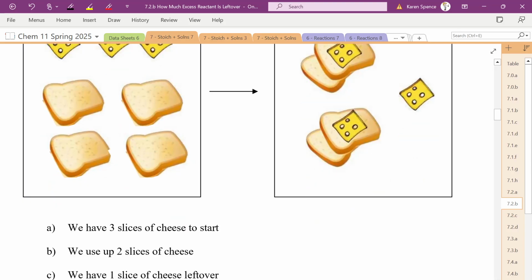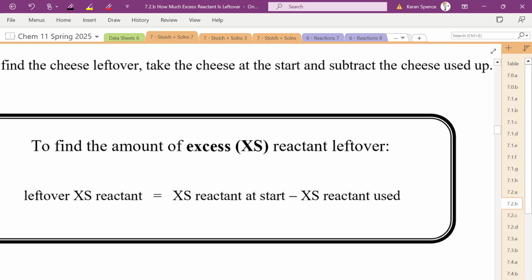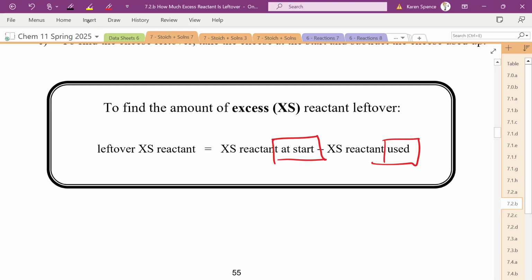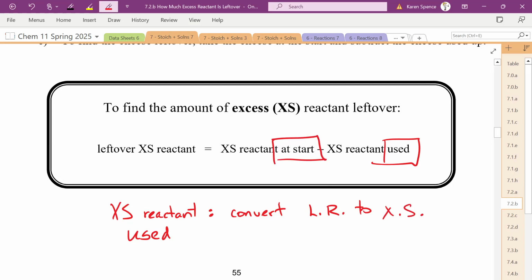All right, so here we can see, yes, indeed, we knew all that. So to find the excess reactant left over, leftover equals the excess at the start minus the excess reactant used. How do we find that? We convert the limiting reactant to excess, and that tells us how much gets used.